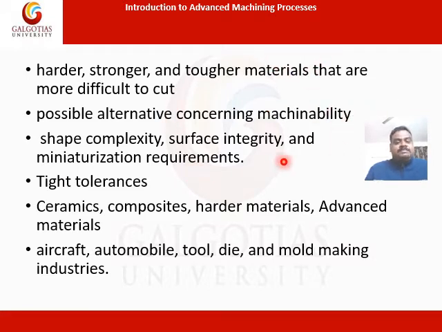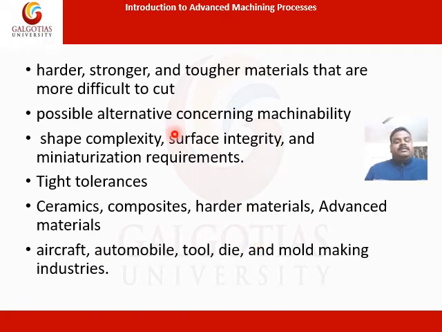So in both aspects, material requirements like ceramics and composites, which are really hard and brittle, and some of the advanced materials, as well as the design complexity, make us look for other possible machining methods. Especially these advanced materials and very tight tolerance materials are needed in the aircraft, automobile, tool and die industries.